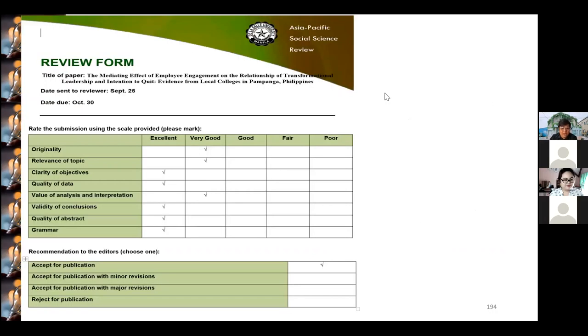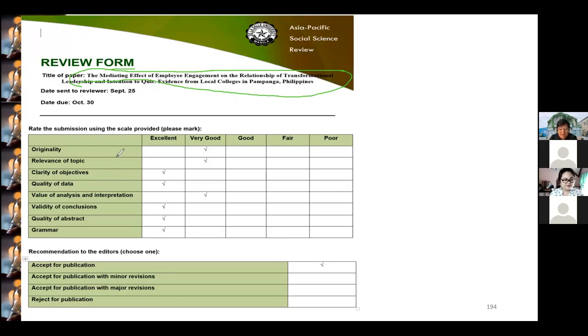This is a checklist from Asia-Pacific Social Science Review. So let's see what they look for in reviewing. When we review a paper for Asia-Pacific Social Science Review, this is what we look for. Actually, this is the review form that I received when I submitted my paper to them, titled The Mediating Effect of Employee Engagement on the Relationship of Transformational Leadership and Intention Topics. So this is the result that I received from them.